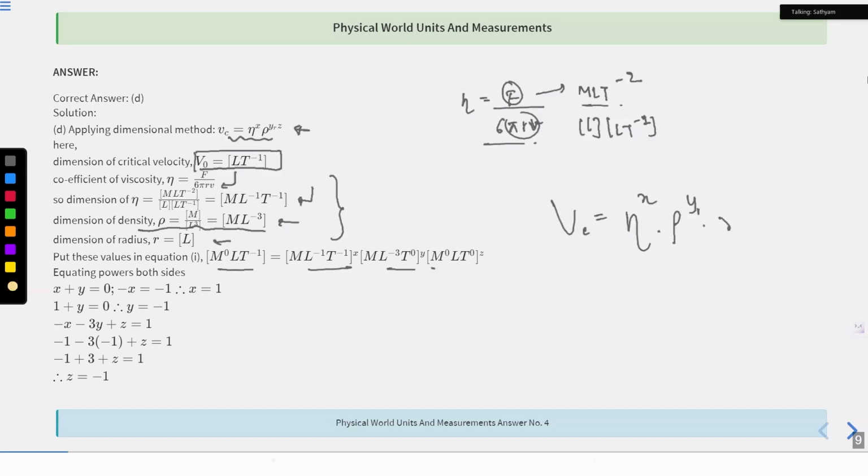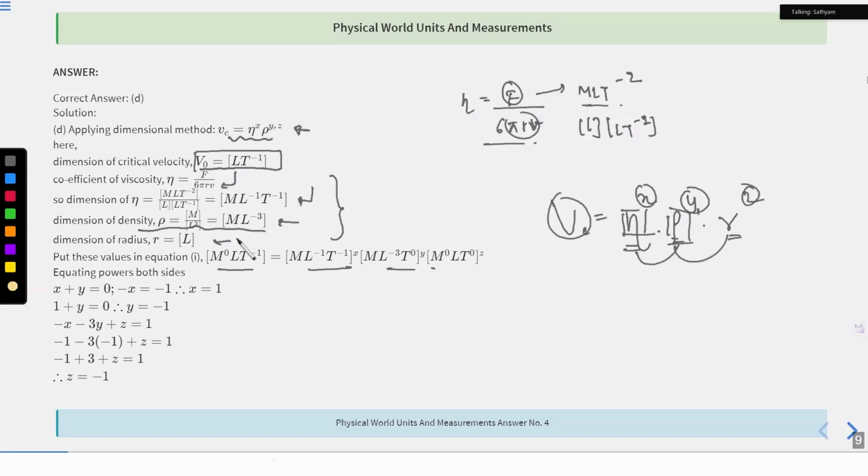Into R to the power Z. R to the power Z. Okay, this viscosity term is related to eta, rho, and R. That's why I have multiplied them and kept powers. So basically, I want to calculate these powers. To calculate these powers, I will be deriving the dimensionality formula. Okay, that is what we have done over here.